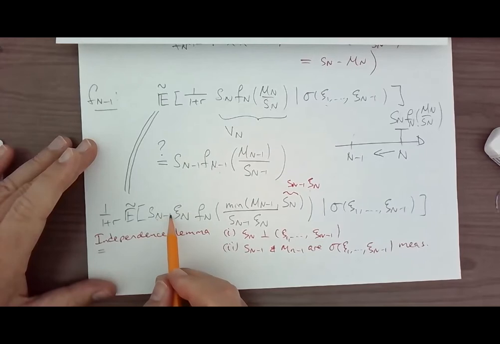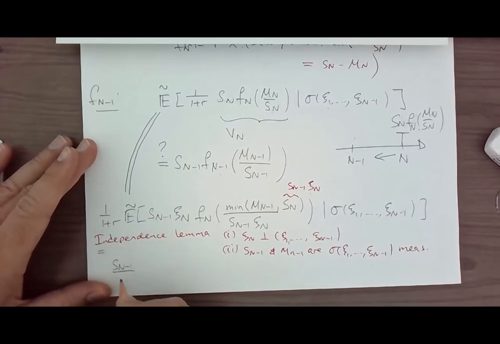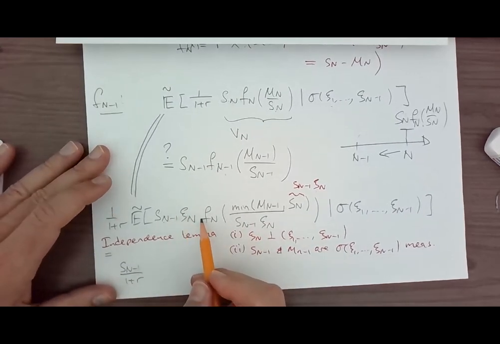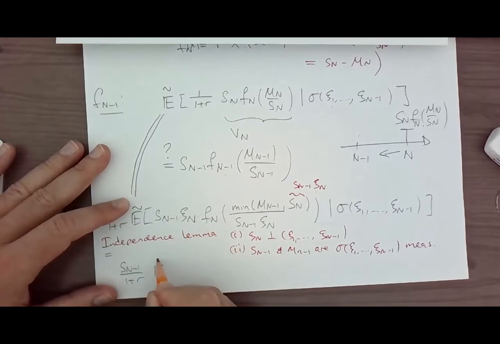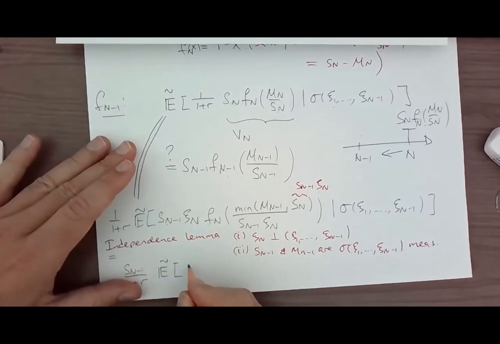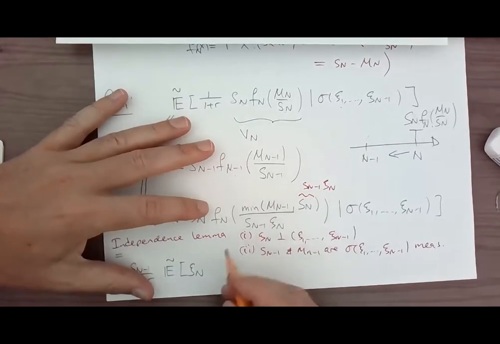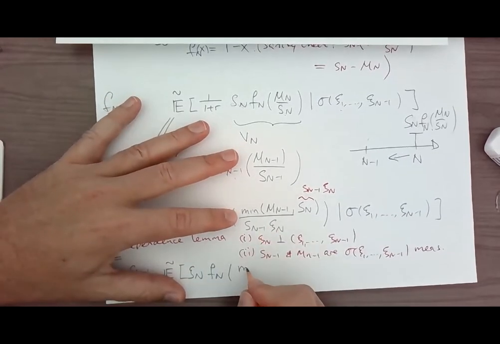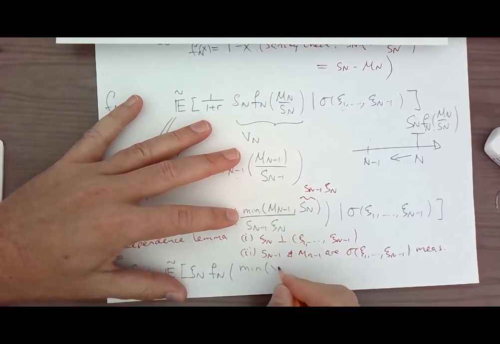And so this one here is easy, he's being multiplied. He can go right outside. So I'll have Sn minus 1 out there divided by 1 plus r. And now let me use the independence lemma on the remaining parts. This guy here is independent. I'm going to keep him. I'm going to take the average. And then I have my function applied to this min. Min, that was measurable, so we replace him by a dummy. Let's call it y.